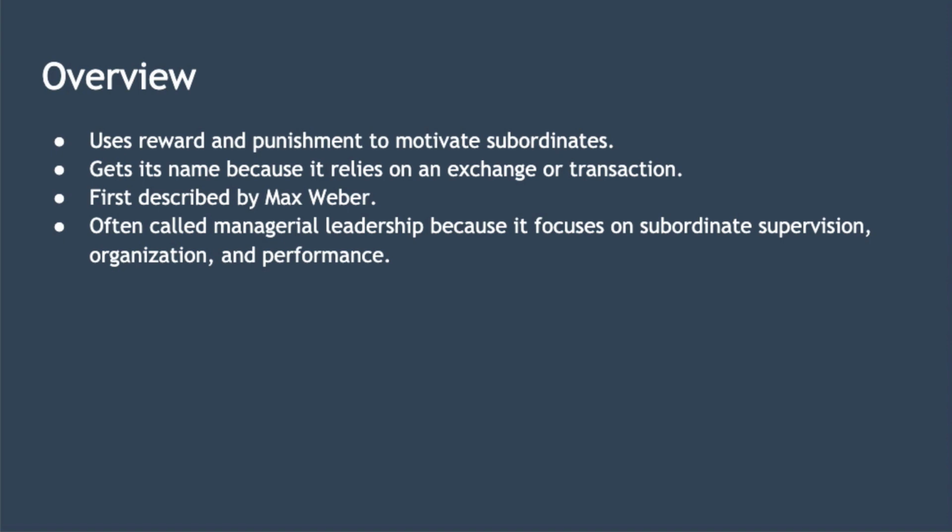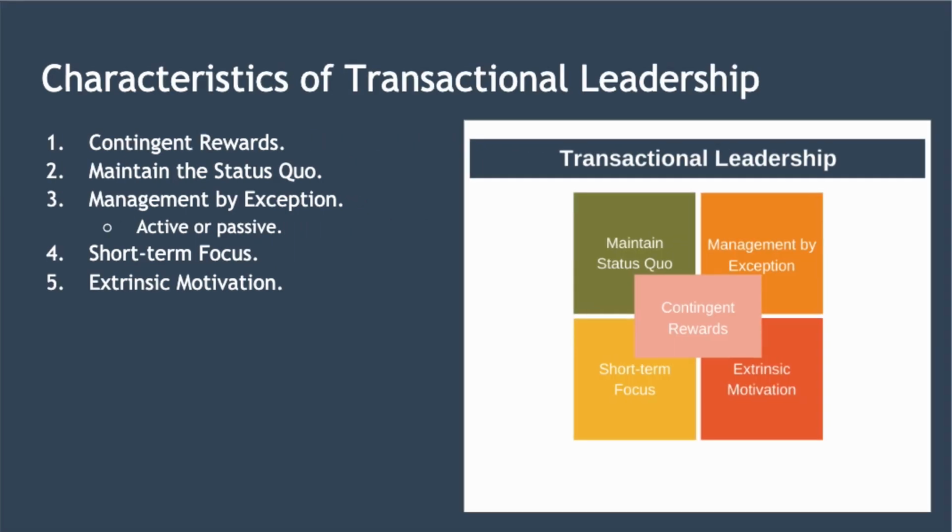Now, there are several important characteristics to note about transactional leadership. So, the first characteristic is contingent rewards. Transactional leaders are very focused on getting results and getting them quickly. To do this, they appeal to their subordinates' self-interest by using rewards and punishment. So, when a subordinate performs a task successfully, they get rewarded. When they fail to perform a task adequately, they get punished.